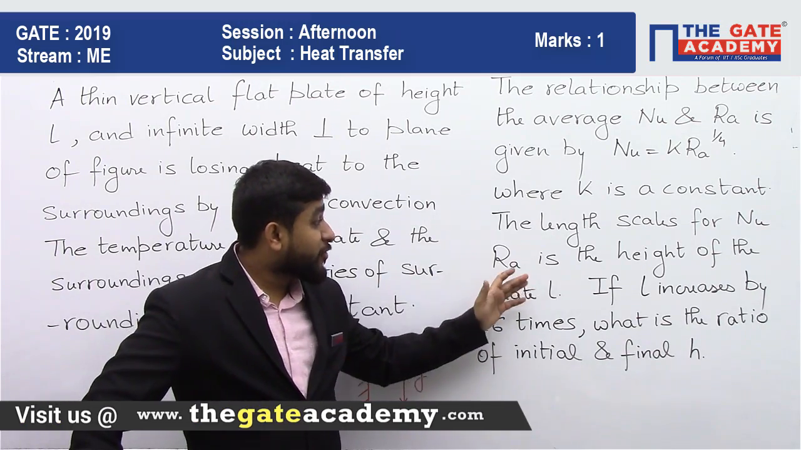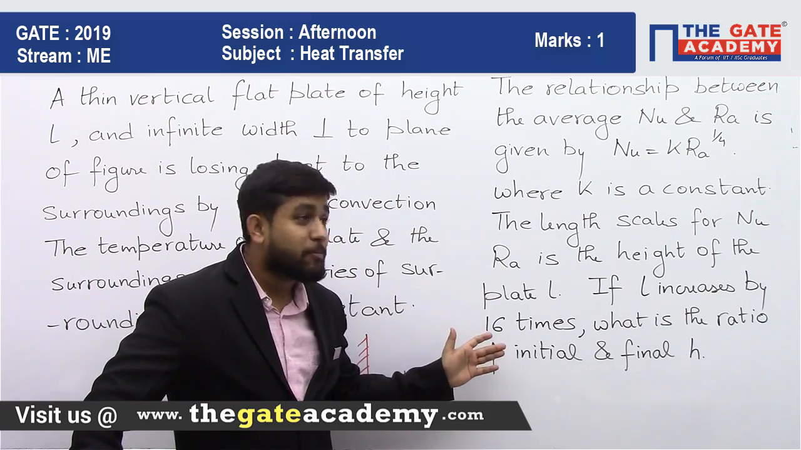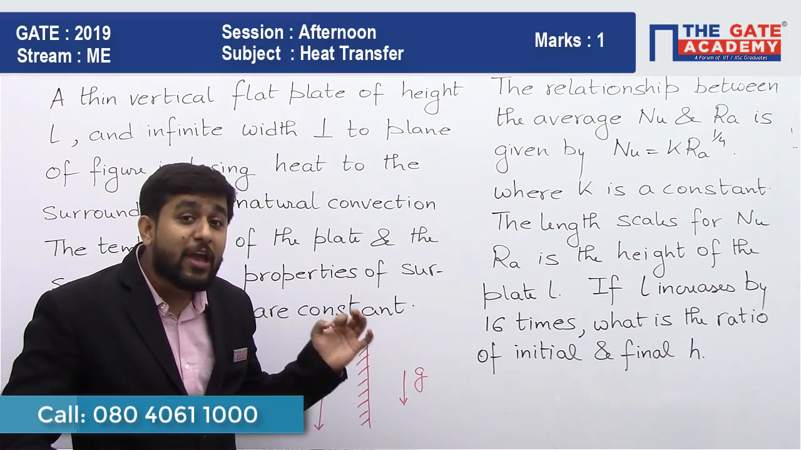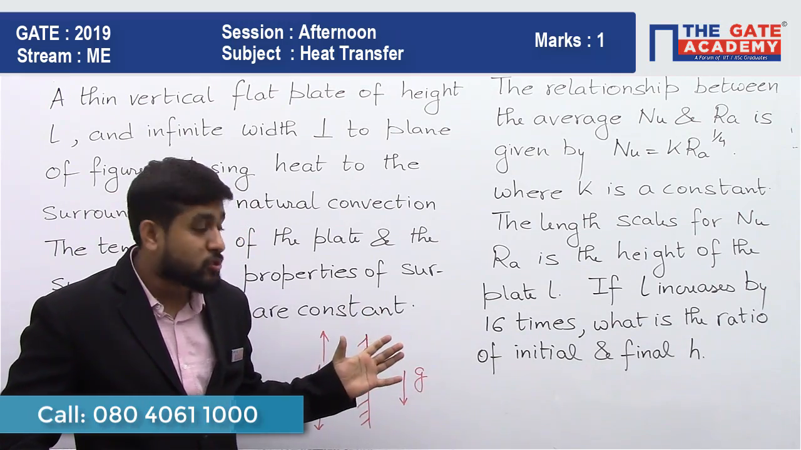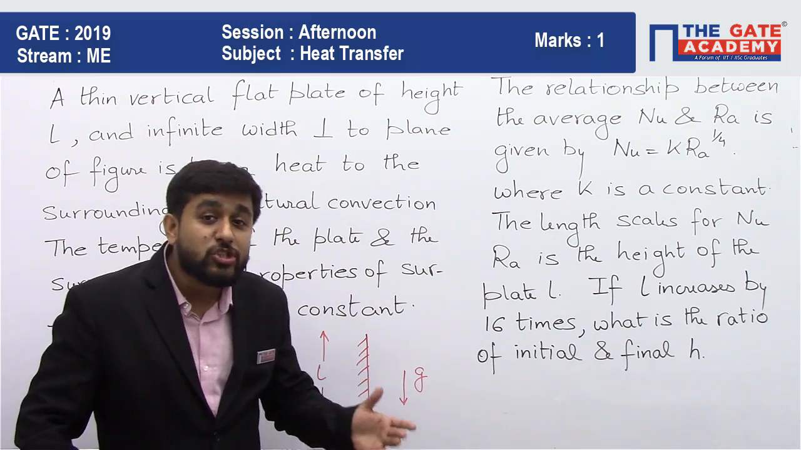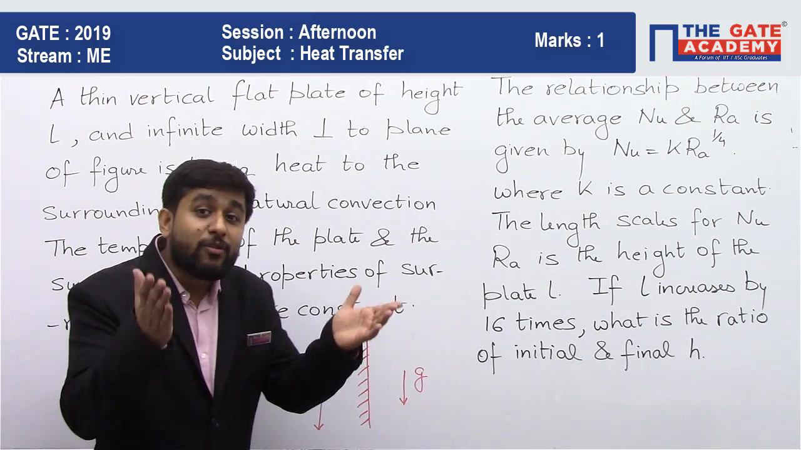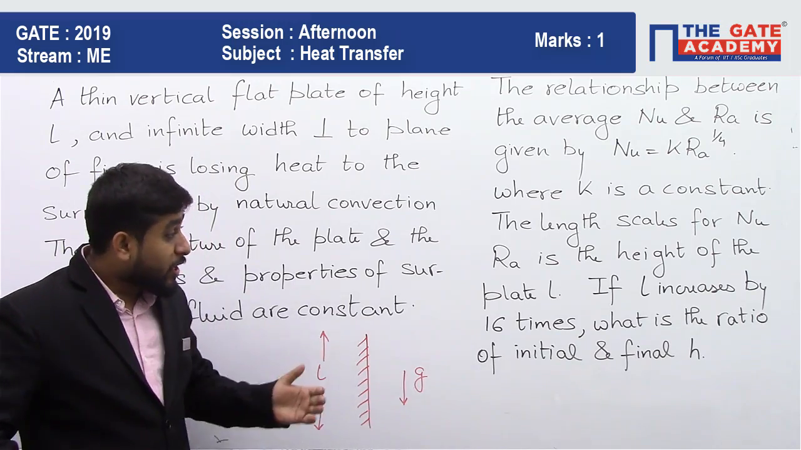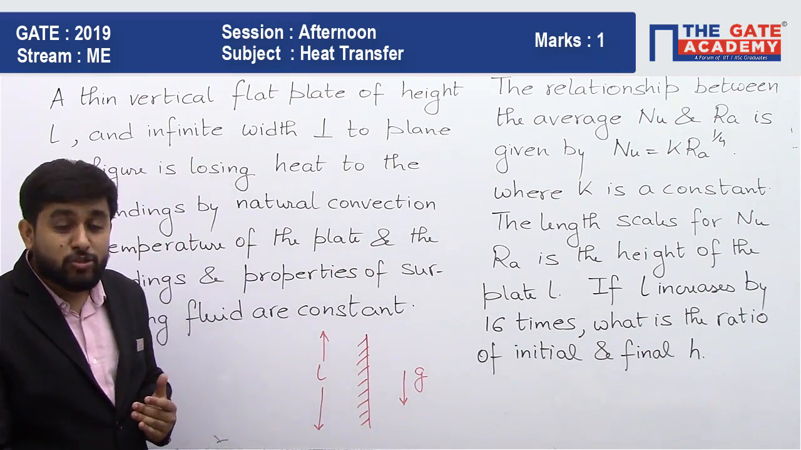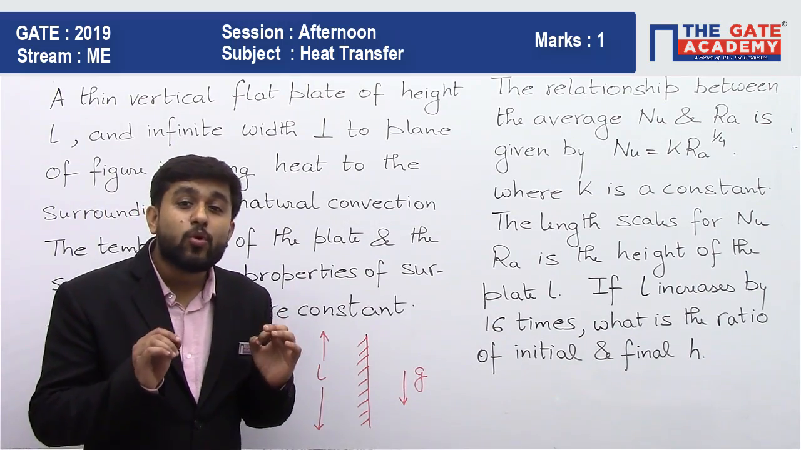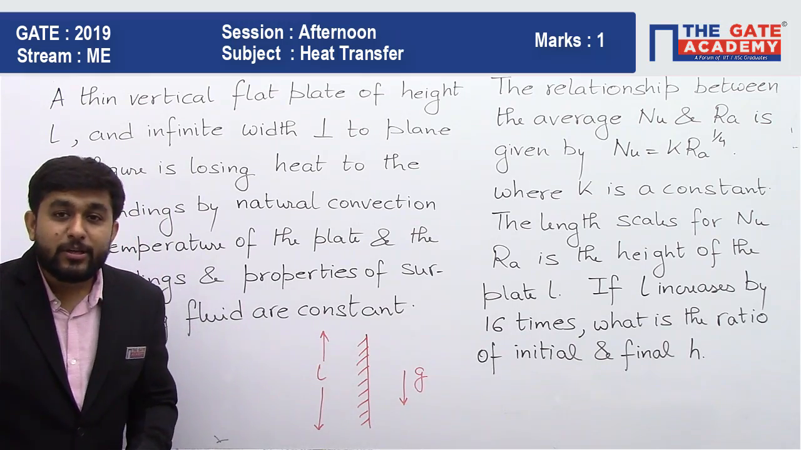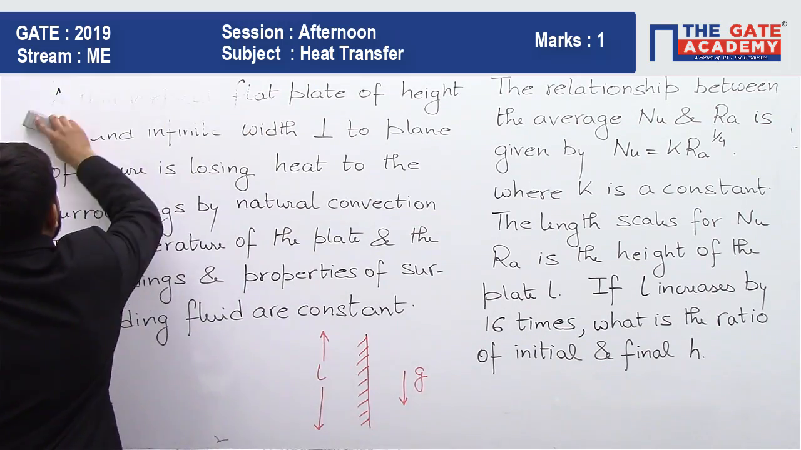Now the length scale for Nusselt and Rayleigh's number is the height of the plate. So basically the characteristic length is L only. Now what they are asking is if L increases by 16 times, what is the ratio of initial and final H? So basically they are saying if initially the height was L, coefficient of convection is H1. If the height becomes 16L, coefficient of convection will be H2. So what is the final ratio H1 by H2? Okay, so let me rub the board first, then we will solve the question.